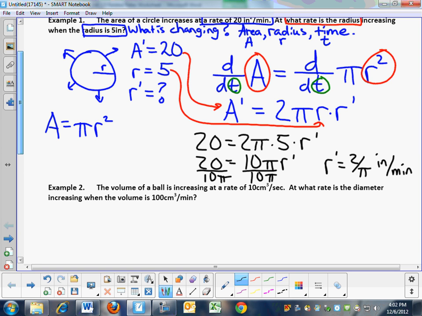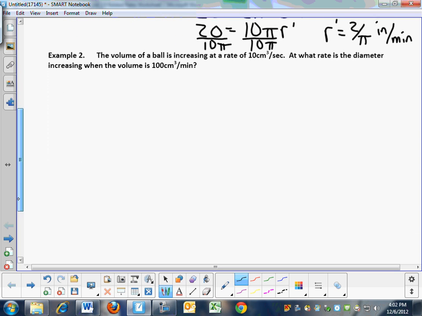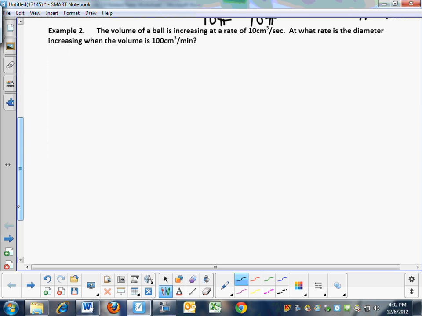So, that's an example of solving a related rates problem. You can tell that there's a lot of things that are changing, and it's important that we keep our work neat, and that we look for different relationships that exist. We're going to do 4 examples of these. Next one is the volume of a ball increasing at a rate of 10 centimeters cubed per second. At what rate is the diameter increasing when the volume is 100 cubic centimeters?